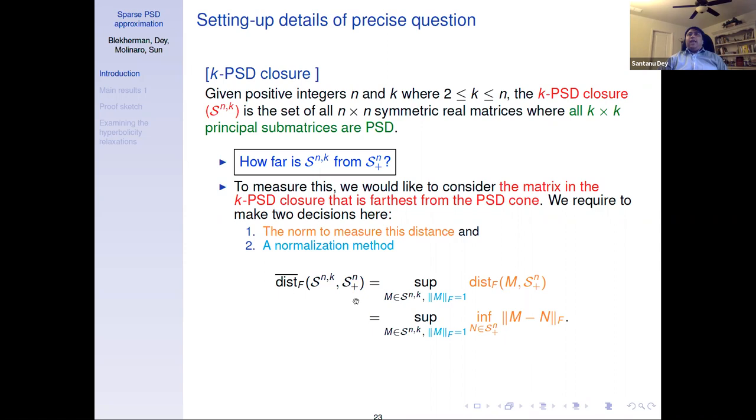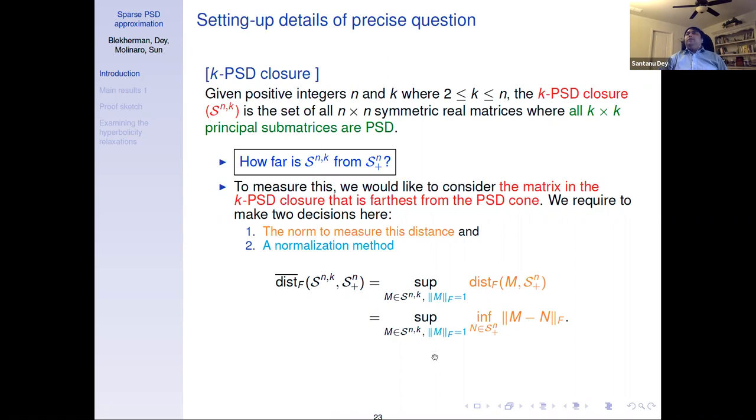And what is this distance? Well, the way I normalize it is I look at matrices in S_n^k whose Frobenius norm is 1. Just let me quickly remind you, the Frobenius norm of a matrix is nothing but you take the matrix, imagine it's like a vector with entries, and find the norm of that vector. That is a way to bound the problem. So I look at matrices in S_n^k with Frobenius norm 1, and among these matrices, I search for the one which is the farthest away from the PSD cone. And the distance again here is measured in Frobenius norm. Those are the two parameters that I'm selecting. And of course, the distance in Frobenius norm of M from S_n^+ is nothing but the distance to the closest matrix in S_n^+ to your given matrix.